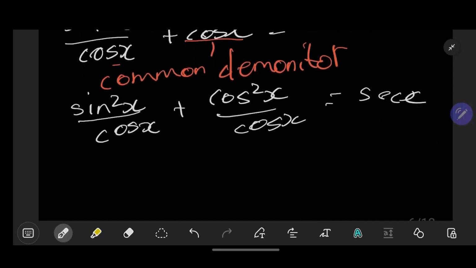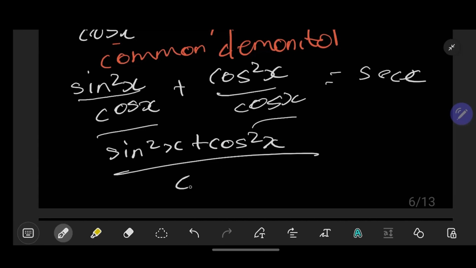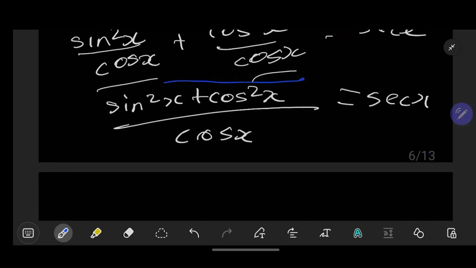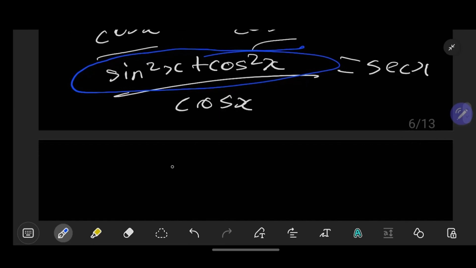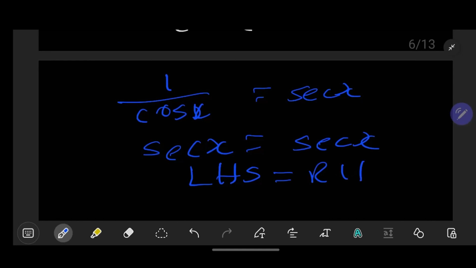So where are we now? Because we have the same denominator, I can rewrite this as sine squared x plus cos squared x all over cos of x, and I need to show that that's equal to sec of x. What do you think we do here? Once again, our basic identity comes into play. We know that sine squared x plus cos squared x is equal to 1. So we now have 1 over cos of x is equal to sec of x. And that is correct, because 1 over cos of x is the inverse. So sec of x is equal to sec of x, and we prove the left hand side is equal to the right hand side.